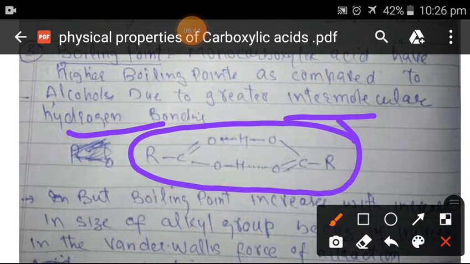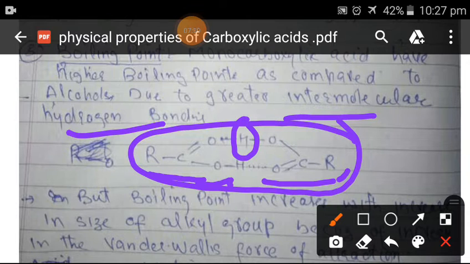Clear? So in the above case, we had discussed how the water molecule forms hydrogen bond with the carboxylic acid group. But while discussing the boiling point, we will see here that lower members form the hydrogen bonding, that is between two carboxylic acid molecules. Here is one of the carboxylic acid molecules. Here is another carboxylic acid molecule. So here the hydrogen bond is formed between these two oxygen atoms.